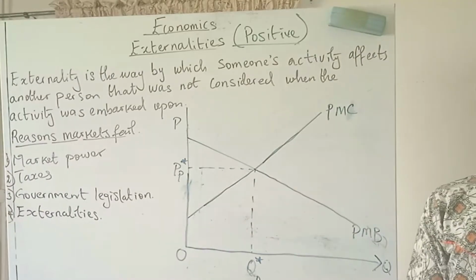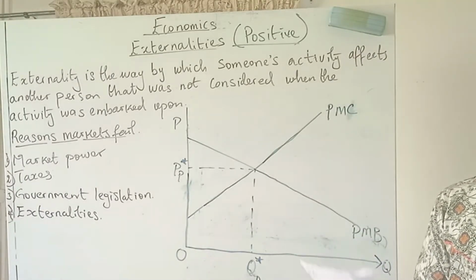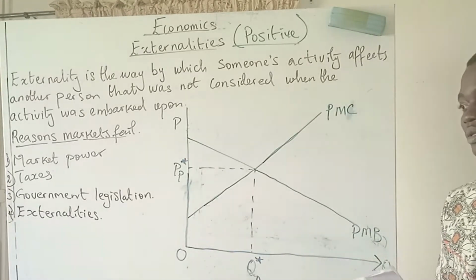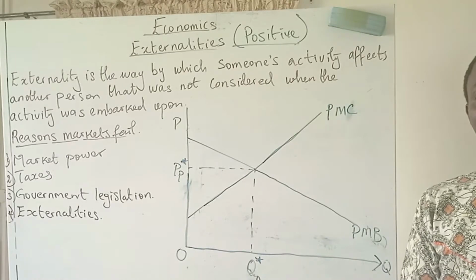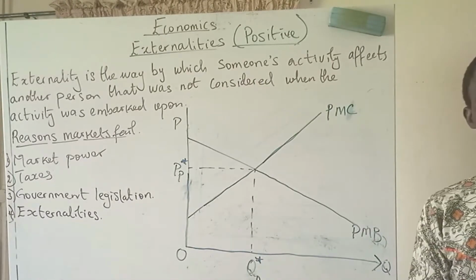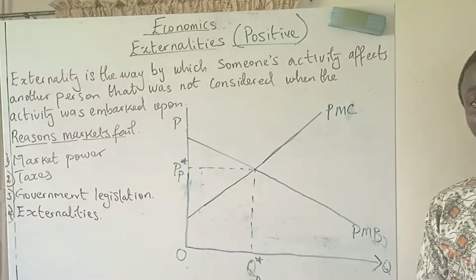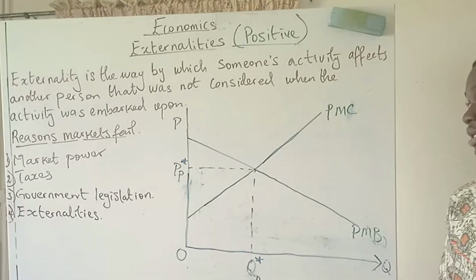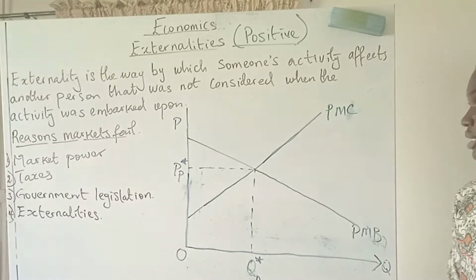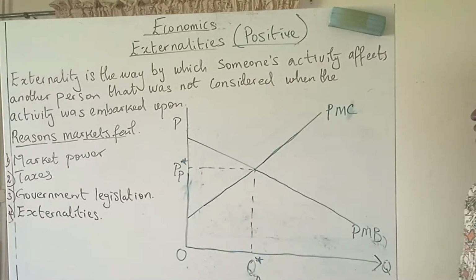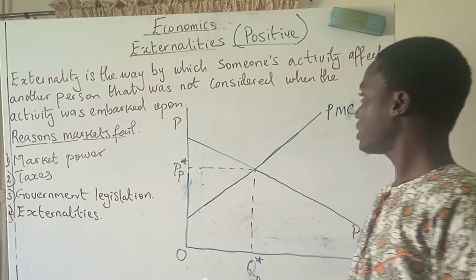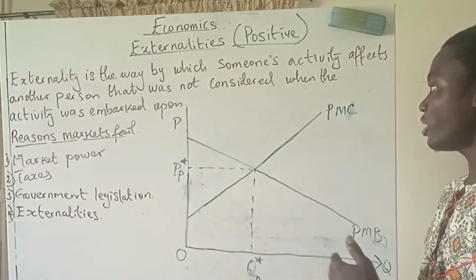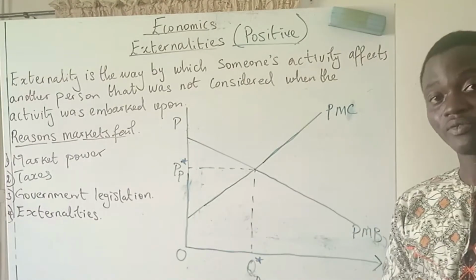So in the last class we spoke about externality, what it is. Basically, externality is the external effect or cost of a market activity or market transaction on a bystander that wasn't an initial part of the transaction, that wasn't considered when the transaction was taking place. Externality is the way by which someone's activity affects another person that was not considered when the activity was embarked upon. And from there we move into reasons why markets fail, right?